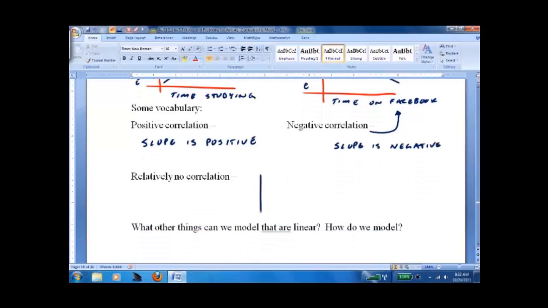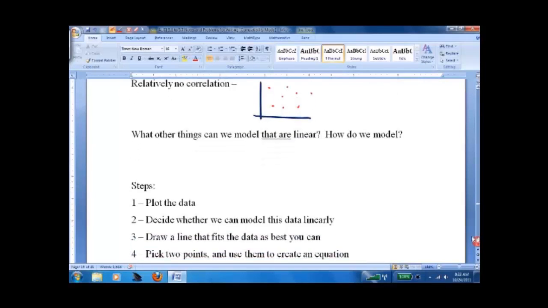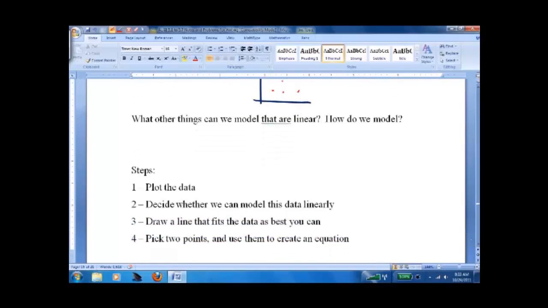Relatively no correlation. It's where the data is all over the place. You can't draw a line through it. Just random data. Pick a card out of a deck of cards and write down the number. Well, it's a 2, it's a 5, it's a 13, it's a king, a queen, whatever you get. Now, there's lots of things that we can model in the world that are linear, but let's not worry about what else we can model.